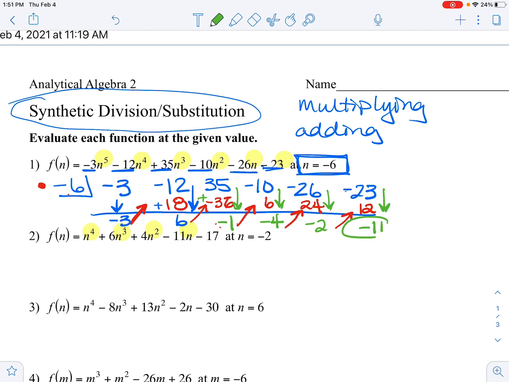And what's great about this is your final answer. What this is basically doing is, normally I could substitute in -6 for every single one of these n's. And then I could multiply, raise them to a power, add them, and find the value. This does all of that work for you. This is your answer.